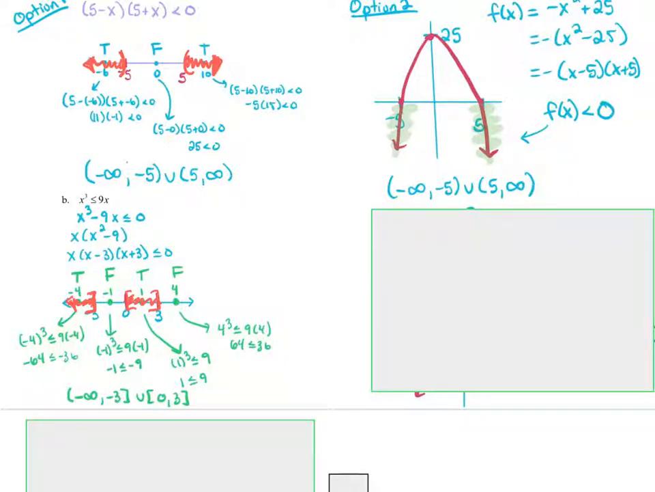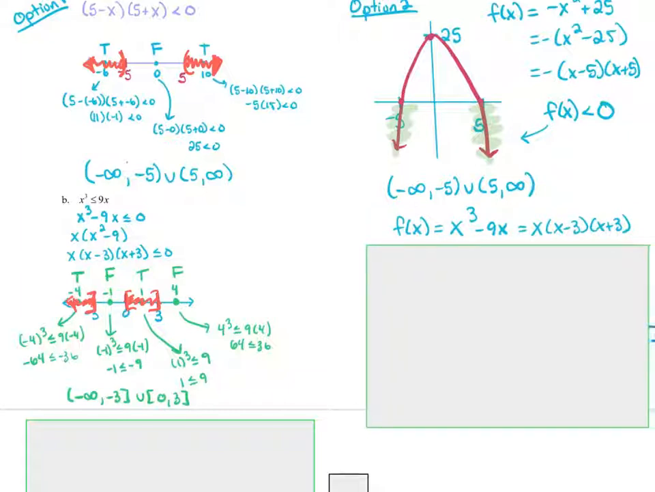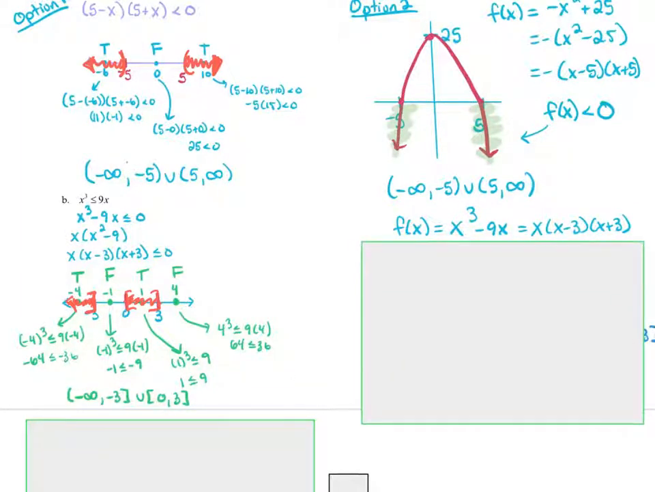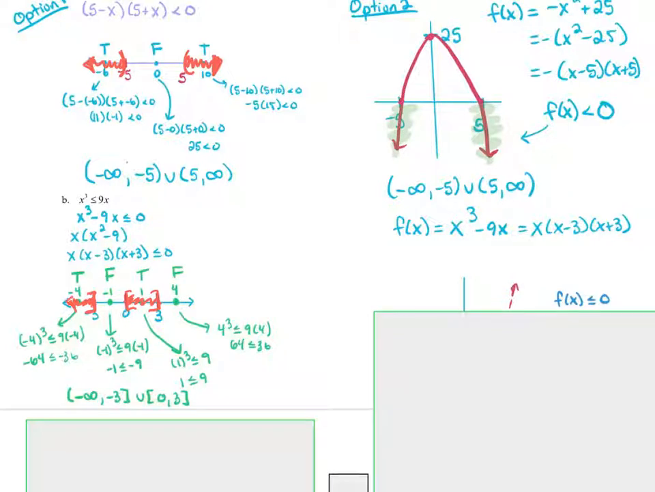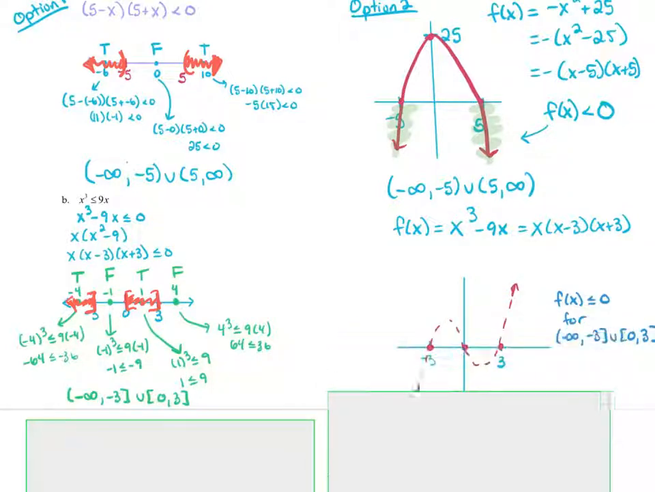Option 2 is basically the same idea. We are going to move everything to one side and factor. Then I'm looking for when I want that function to be less than or equal to 0. I've made the graph with the x-intercepts at 0, 3, negative 3. My leading coefficient is positive, and it's an x cubed, so I know what that means for the long run behavior. The multiplicities are 1, so it crosses through each x-intercept. And it's going to be negative here, so negative infinity to negative 3, and then 0 to 3.